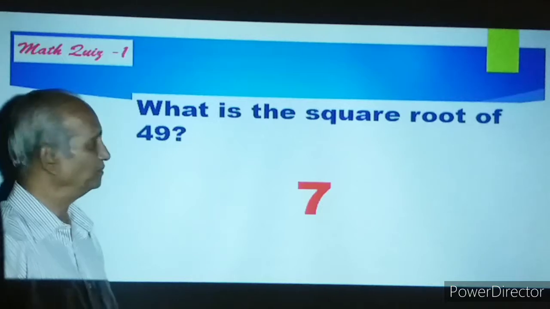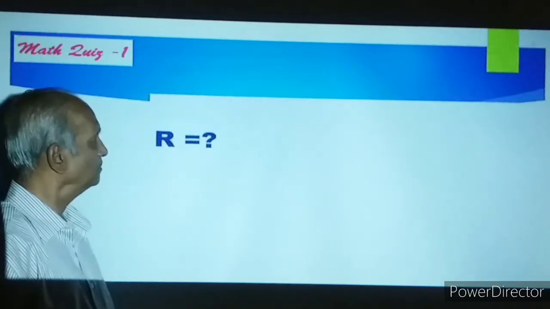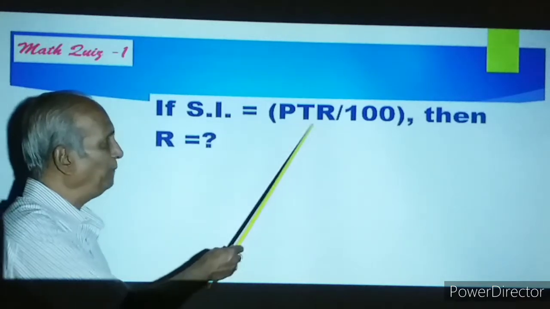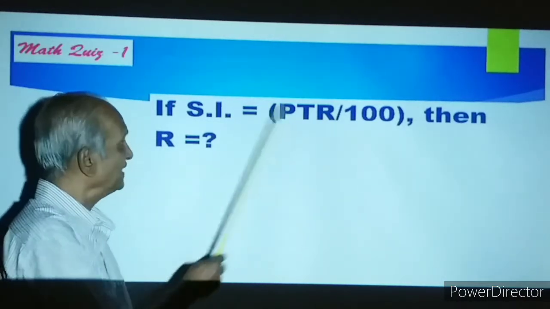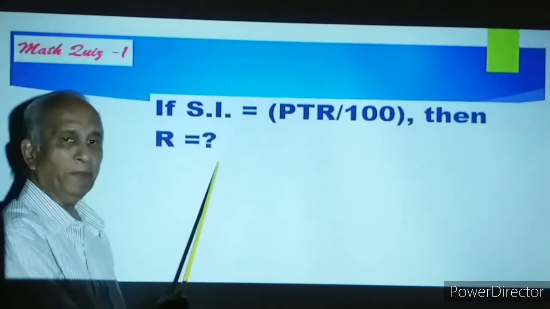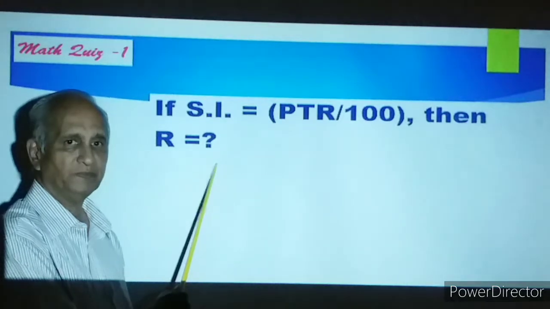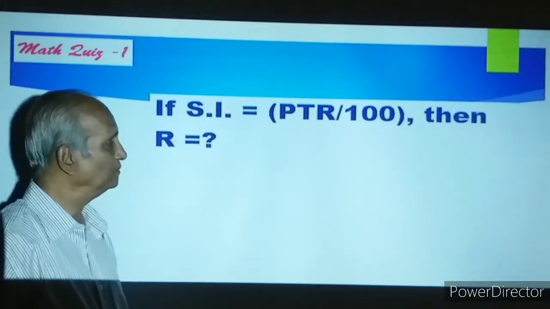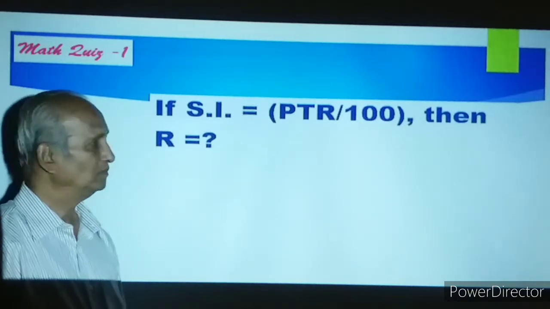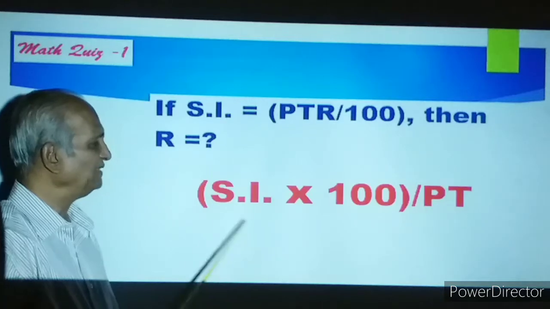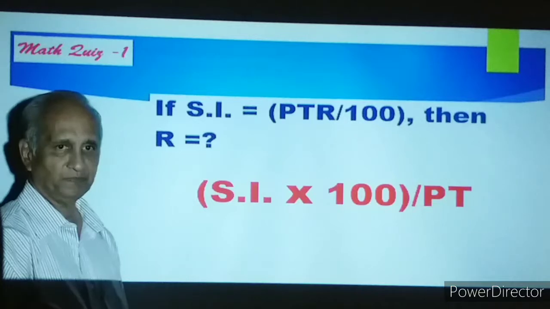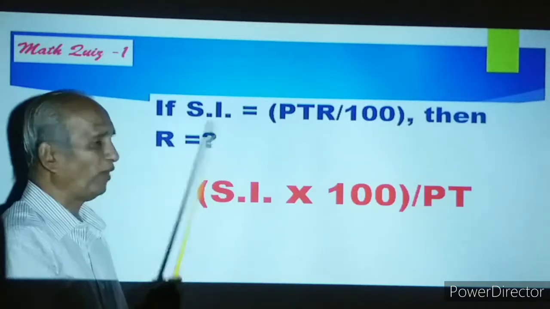The next question. If SI is equal to PTR over 100, SI is simple interest, then how much is R? The answer is SI into 100 over PT. This will give you the value of R.